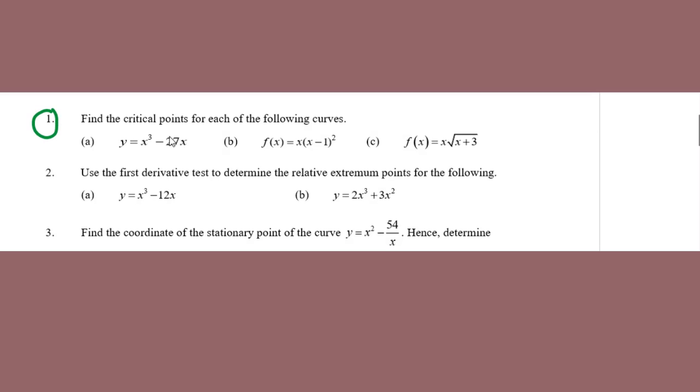Number 1, find the critical points for each of the following curves. Given this curve, polynomial, and set. To find the critical points, first thing is we need to find the first derivative, dy/dx or f prime of x, and check.